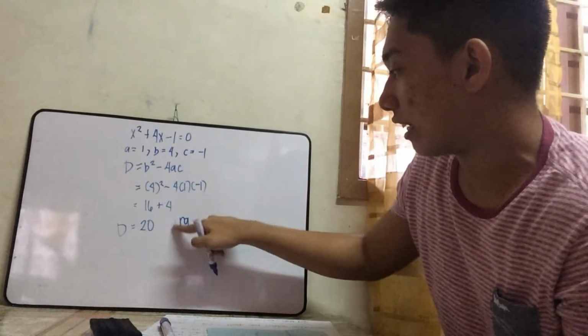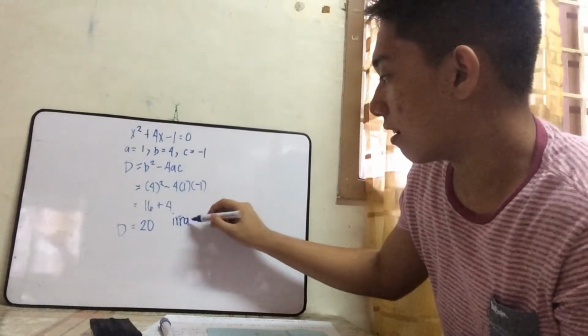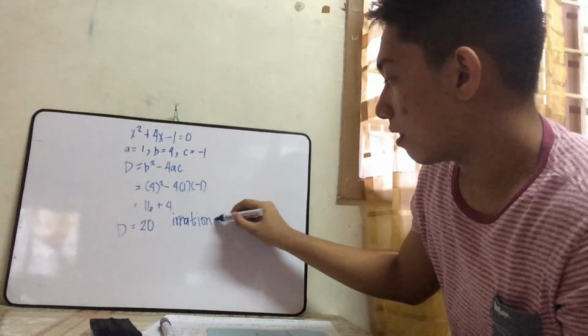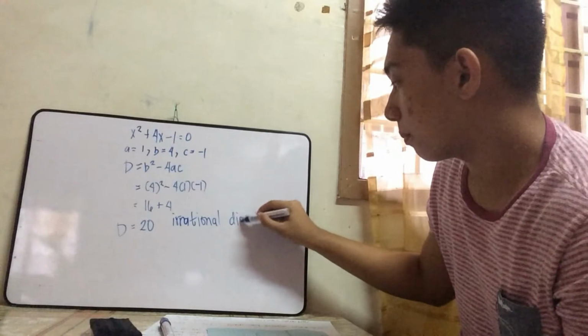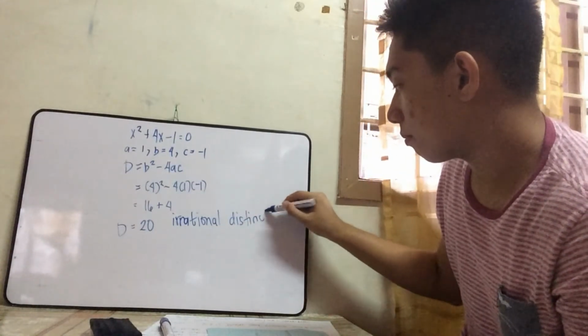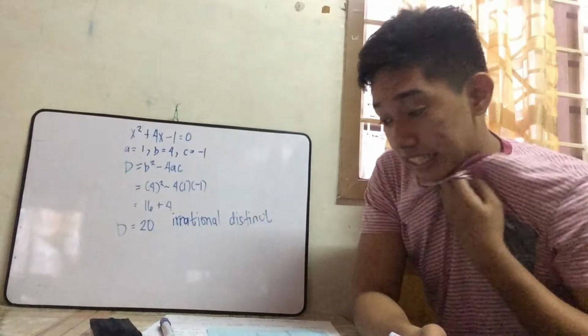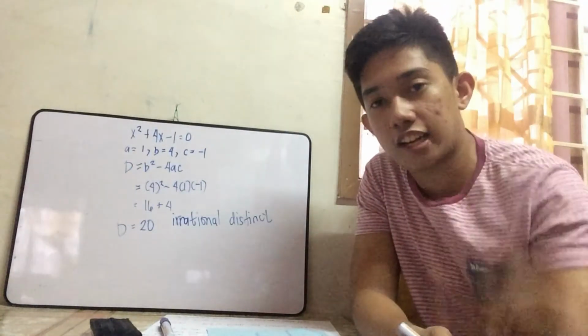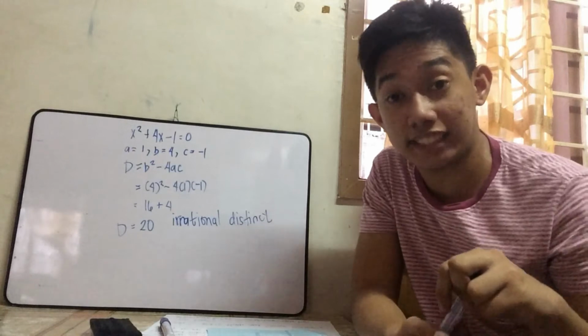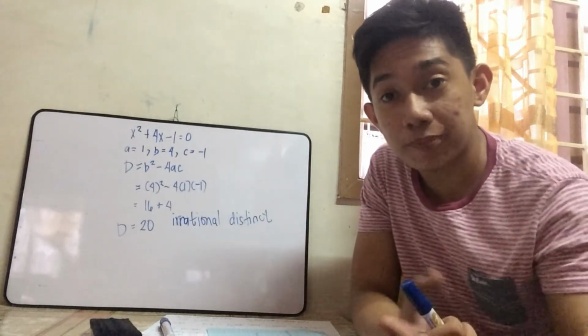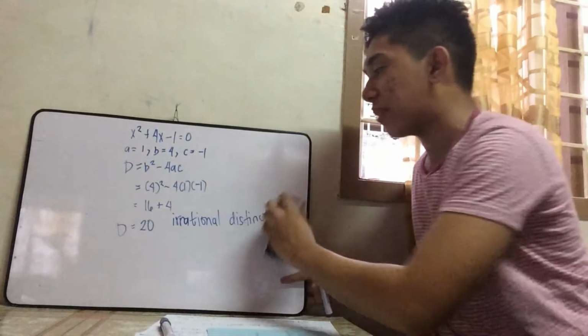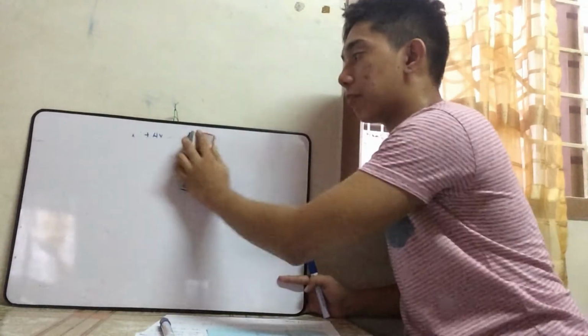irrational. Sorry. This is irrational, distinct. Okay? Ang roots nito ay irrational, distinct. So, it means 2 distinct irrational roots po ang makukuha natin dito. Okay? So, maliwanag. So, kung hindi pa po naliwanagan, we will have a second example.